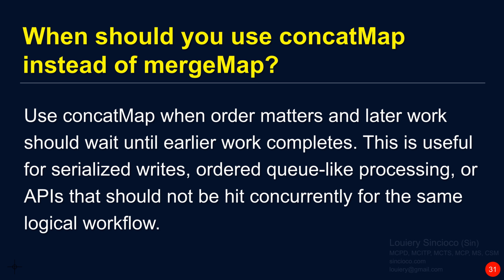When should you use ConcatMap instead of MergeMap? Use ConcatMap when order matters, and later work should wait until earlier work completes. This is useful for serialized writes, ordered queue-like processing, or APIs that should not be hit concurrently for the same logical workflow.